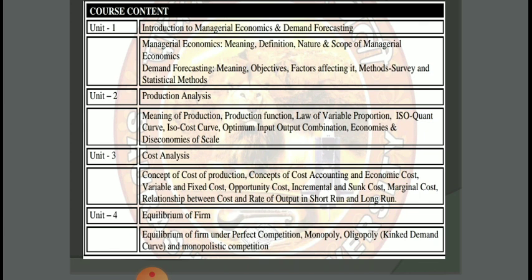The third unit is about cost analysis. In this unit, we will learn different concepts of cost and we will also know how the cost will behave in the short run and in the long run. The fourth unit is about equilibrium of the firm. Equilibrium of the firm means the level of output at which the firm earns maximum profit, but it differs from one market structure to another. So we will know the 4 different outputs for the 4 different market structures.